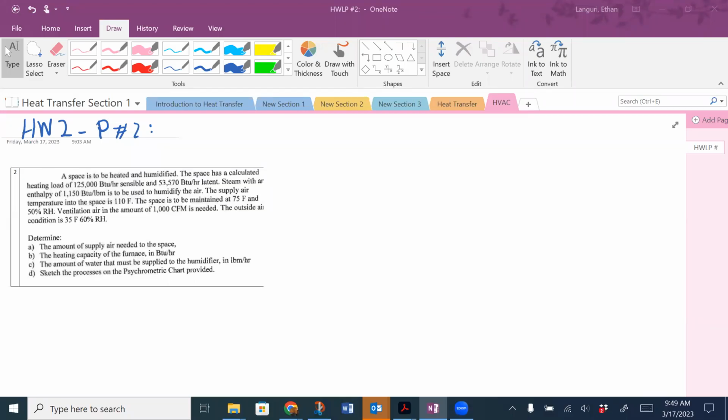Let's just start solving problem number 2 of homework number 2. In this problem, we have a space to be heated and humidified. The space has a calculated heating load of 125,000 BTU per hour sensible and 53,570 BTU per hour latent. So I'm going to show my space like this.